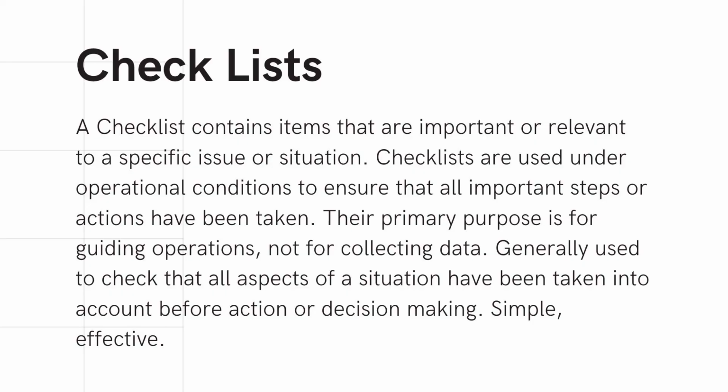And the last one is checklist. A checklist contains items that are important or relevant to a specific issue or situation. Checklists are used under operational conditions to ensure that all important steps or actions have been taken. Their primary purpose is for guiding operations, not for collecting data. Generally used to check that all aspects of a situation have been taken into account before action or decision making. Simple and effective.